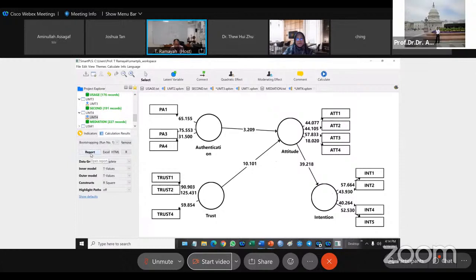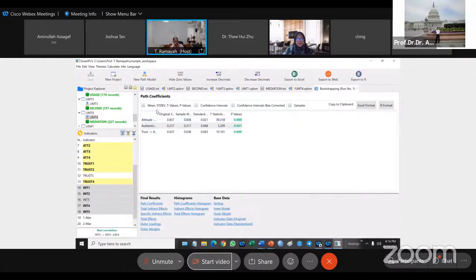If you go to the report, this is the relationship between your independent and the mediator, and the mediator and the dependent. So we have 3 hypotheses here. They are all significant. The one we are interested in is called the specific indirect effect. Can you click that? And now I will pull this a bit so that you can see. So trust to attitude to intention. The path coefficient is 0.533. Is it significant? Yes, p-value is significant.